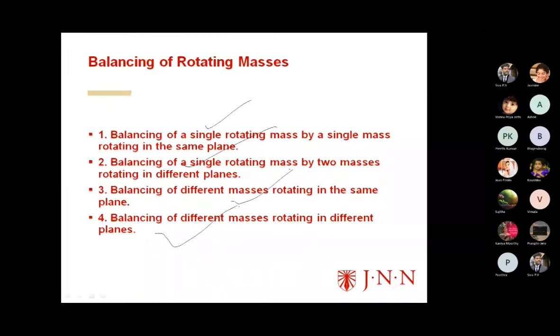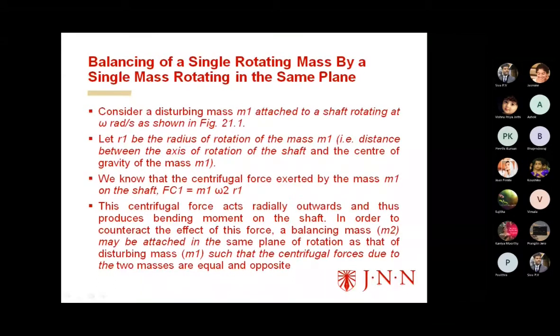Okay, so now first is balancing of a single rotating mass by a single mass rotating in the same plane. Consider a disturbing mass m1 attached to a shaft rotating at omega radian per second as shown here. So listen to this diagram.